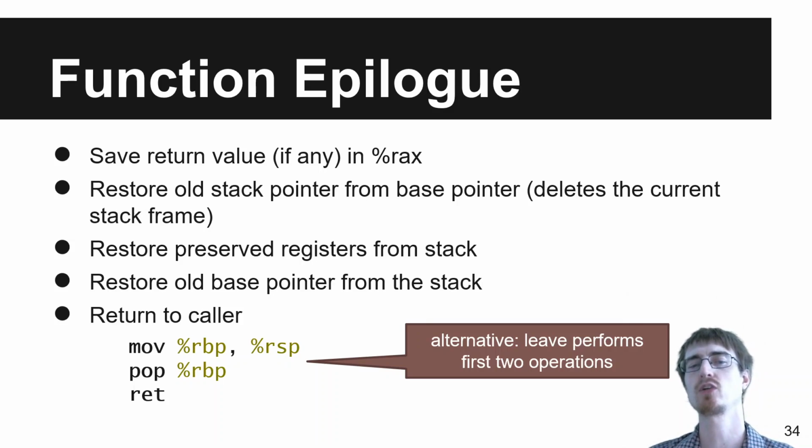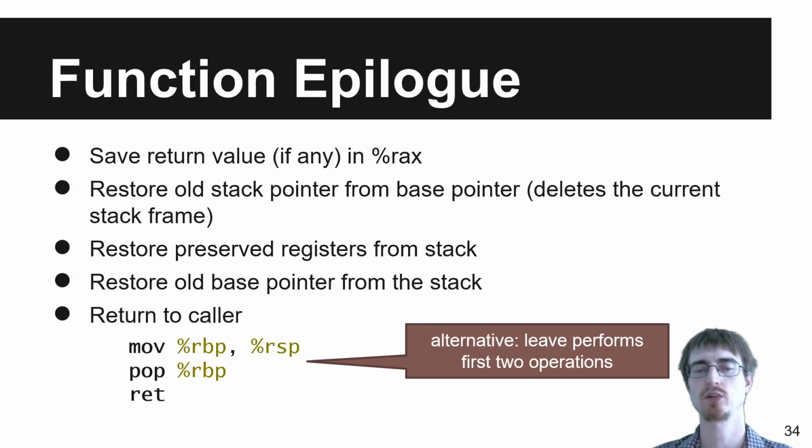Next, we restore the old stack pointer from the base pointer. So remember, originally we stored the RSP into RBP, now we do the opposite. And this means that no matter what we did in between, such as allocating the local variables, we get back to the same stack location. That is, it effectively deletes the current stack frame. It's no longer included in the stack, because the addresses are now lower than the top of the stack, which is the lowest stack address that's really in use.